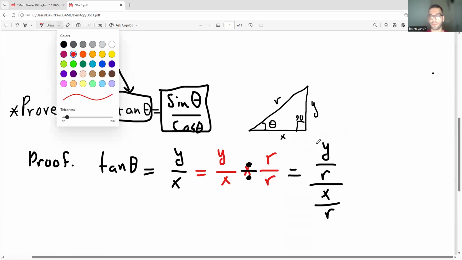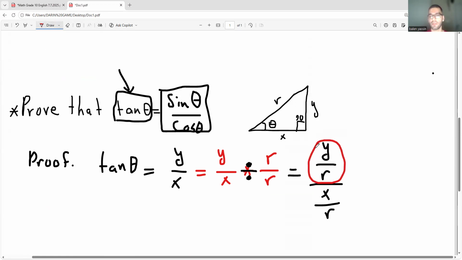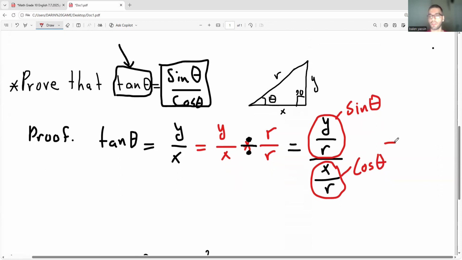Which, if you have noticed already, y over r is what? Y over r is basically sine, right? And x over r is what? Cosine of theta. So just put them back again. You get sine of theta over cosine of theta. So as you can see, we started from tangent and we ended up with sine over cosine.